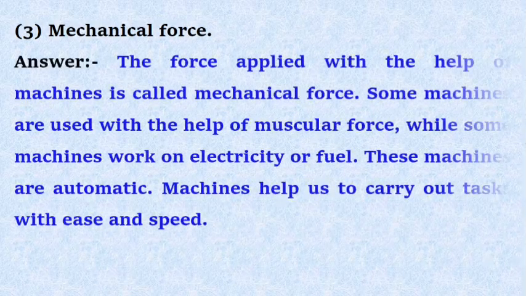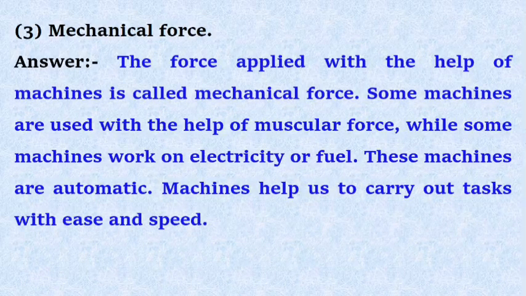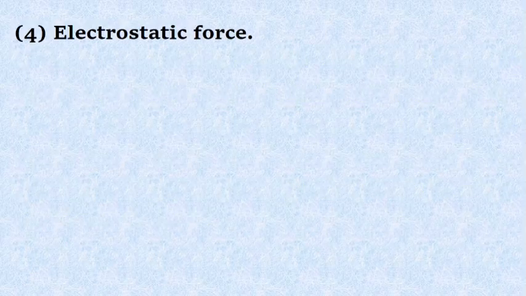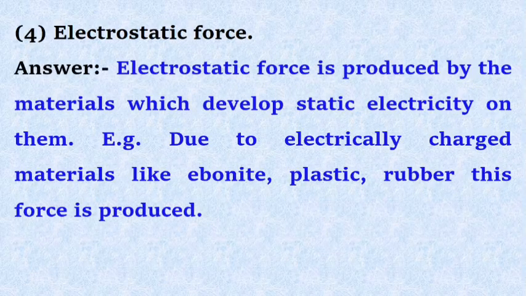Third, mechanical force. Answer. The force applied with the help of machines is called mechanical force. Some machines are used with the help of muscular force, while some machines work on electricity or fuel. These machines are automatic. Machines help us to carry out tasks with ease and speed. Fourth, electrostatic force. Answer. Electrostatic force is produced by the materials which develop static electricity on them. Example, due to electrically charged materials like ebonite, plastic, rubber, this force is produced.